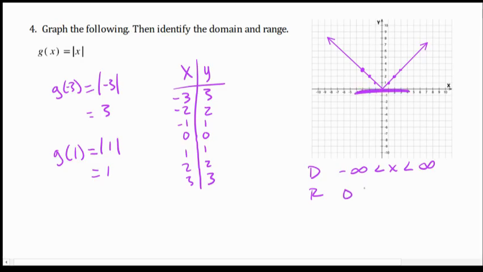The range, however, does not go to negative infinity because the lowest value here is at 0. And since it hits, actually, let's do it in interval notation. Since it hits 0, I have to use that hard bracket here, 0 comma infinity, because it goes up forever, but never touches infinity. So we use a parenthesis for the range.